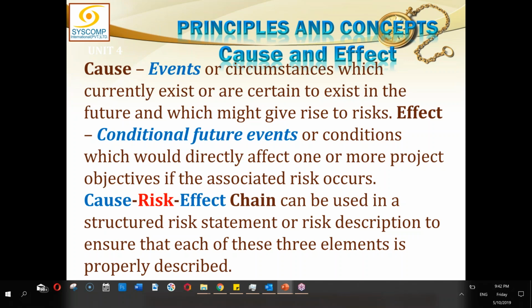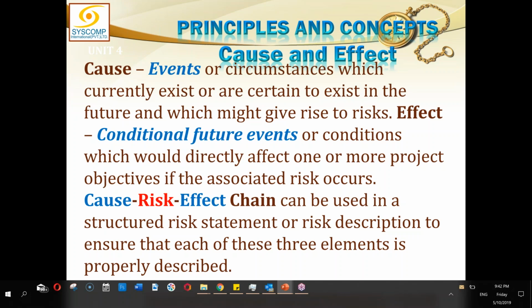So here we did talk about the cause and the effect. What is the cause? Cause is the event or circumstance which currently exists or is certain to exist in the future and which might give rise to risk. So every risk has a cause, but the cause is not the risk itself. Cause is the cause of that uncertainty. So there has to be a link to a probable cause, that if this happens, there is a likelihood that this risk will occur. And if this risk occurs, that will affect us in this way. So there are three things actually. There is a cause, there is the risk, and then there is an effect.